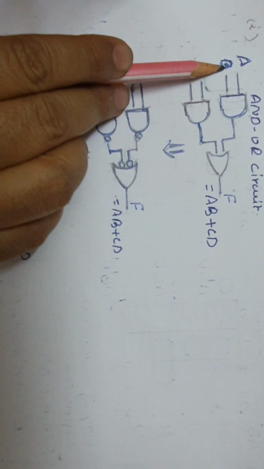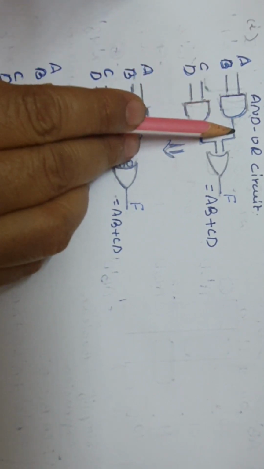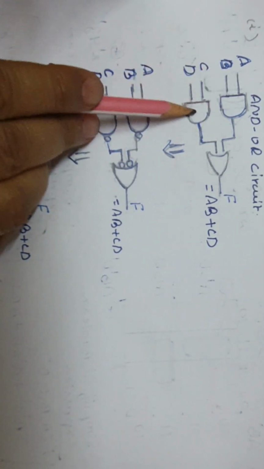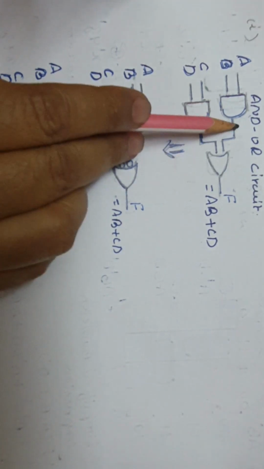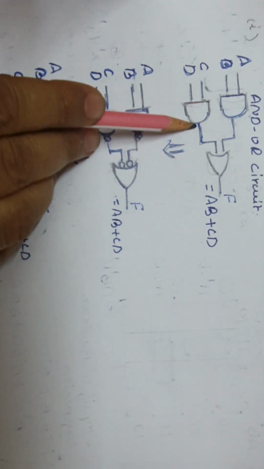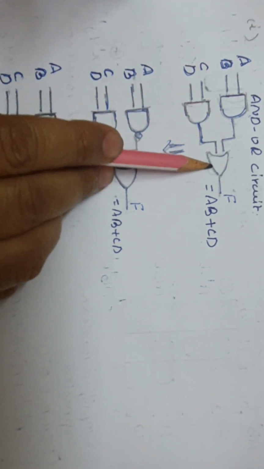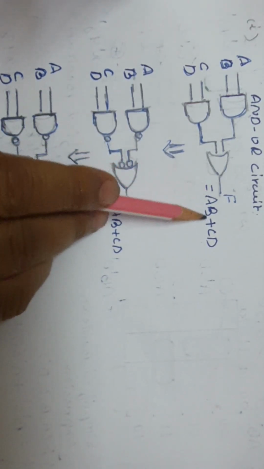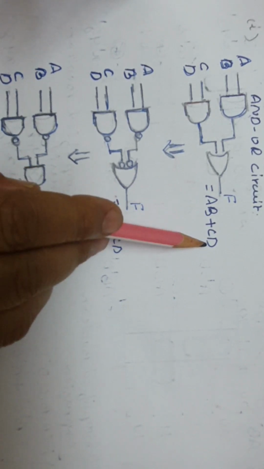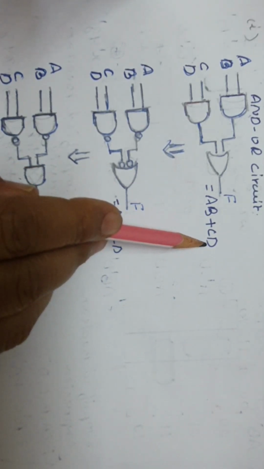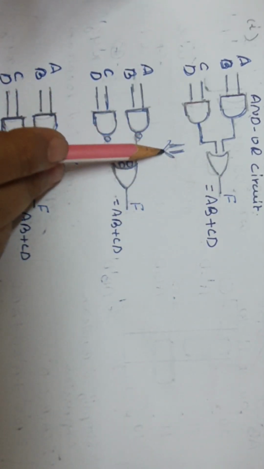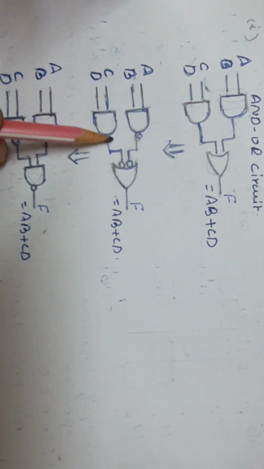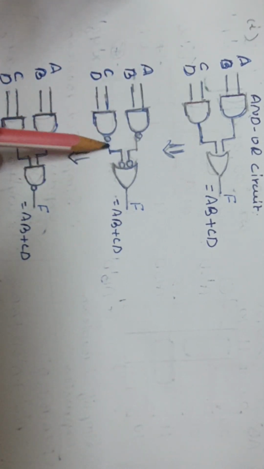A, B are the inputs; when ANDed, AB comes here. C, D inputs, when ANDed, CD comes here. A and B here, C and D here. Both are logically ORed. Hence at the output we have F equal to A and B logically ORed with C and D. Okay. So in the second step we have to put bubbles in the middle layer.